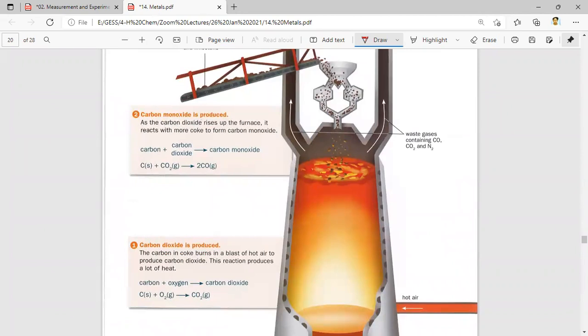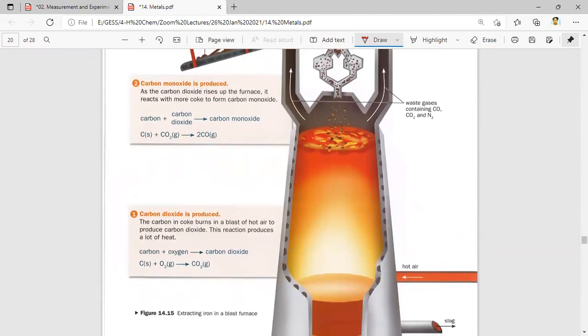So let's look at step 1. The carbon in coke. Coke is mainly carbon. It burns in the blast of hot air. In the hot air, the main one that is reacting is your oxygen, to produce carbon dioxide. So the first step: the coke will react with the oxygen in the hot air to produce carbon dioxide.